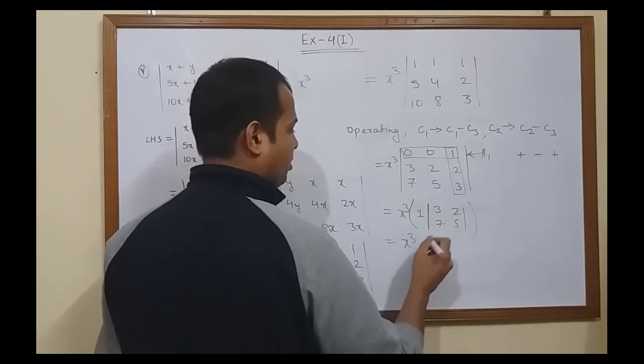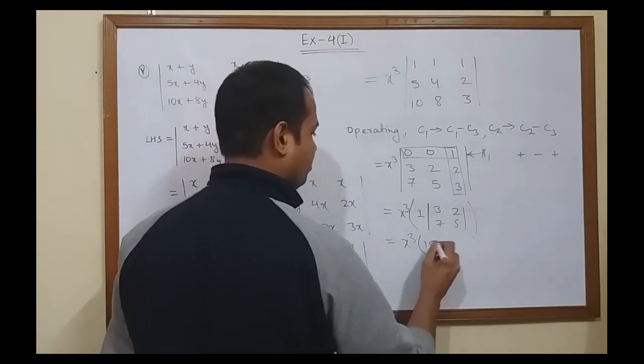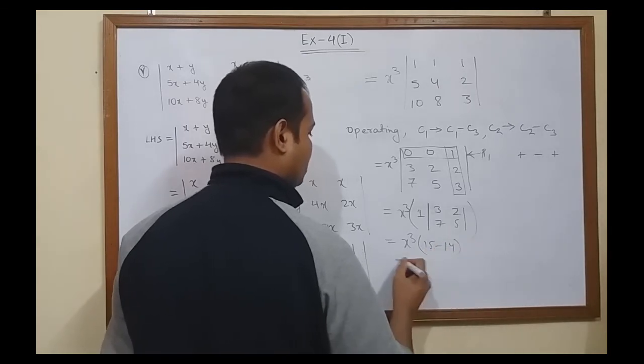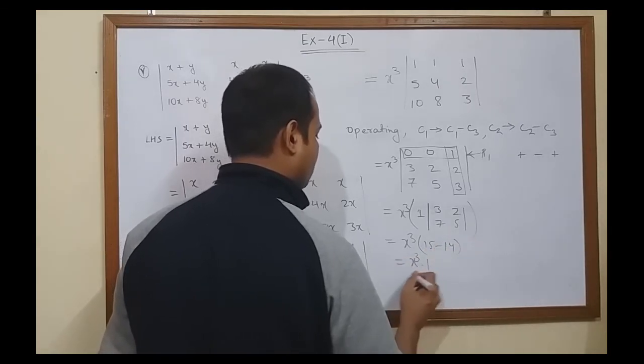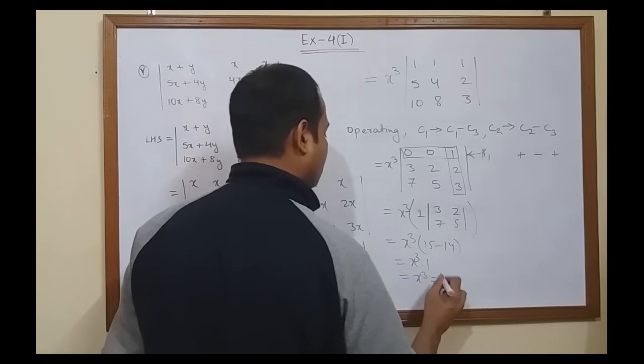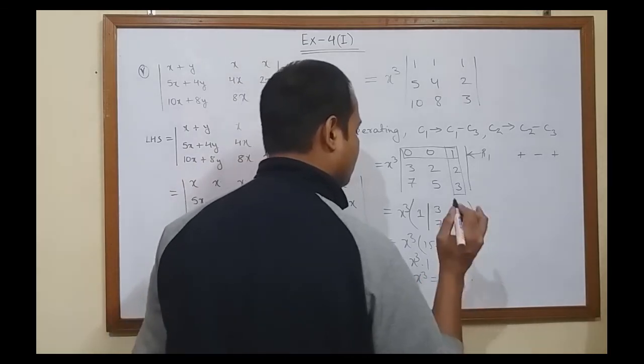So now you have to find the determinant. 3 5s are 15, 7 2s are 14, so 15 minus 14 is 1, and x cube into 1, so you are getting x cube, that is your RHS. Okay, proved.